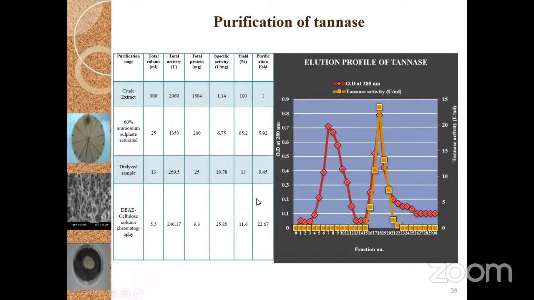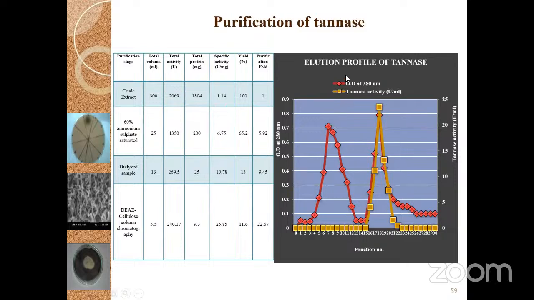Then after strain improvement, the purification of the enzyme was carried out. We purified this enzyme at different stages with the help of ammonium sulfate treatment, then dialysis, and then DEAE cellulose column chromatography. With 60% ammonium sulfate precipitation, there is a 5.92-fold increase in purification, and with the DEAE cellulose, we got 22.67 purification fold.